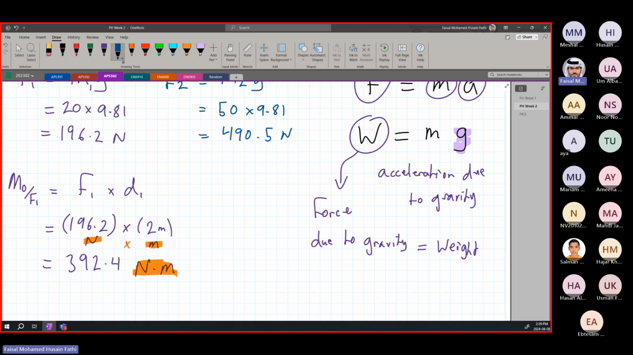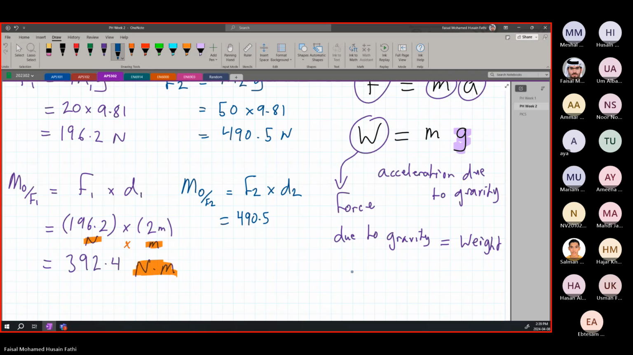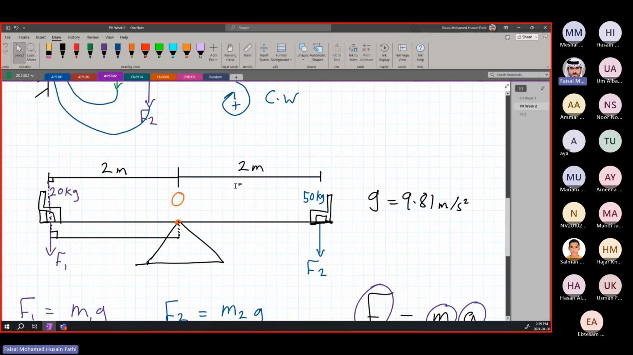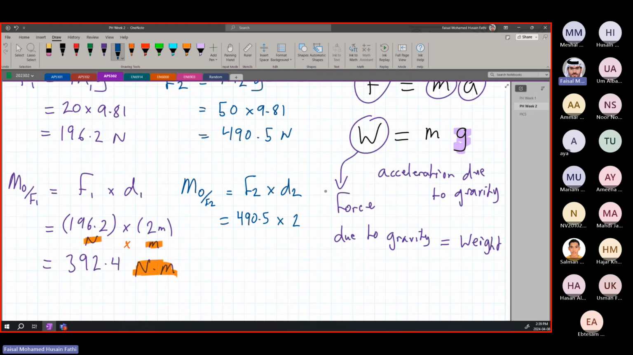Now let's do the same thing again for the second one, which is the moment about O of F2, which is equal to F2 times D2. F2 is 490.5 newtons times the distance, which is also 2 meters. As you can see, this is the perpendicular distance, 2 meters, of F2. So M_O F2 is going to be 490.5 times 2, which is 981 Newton meter.